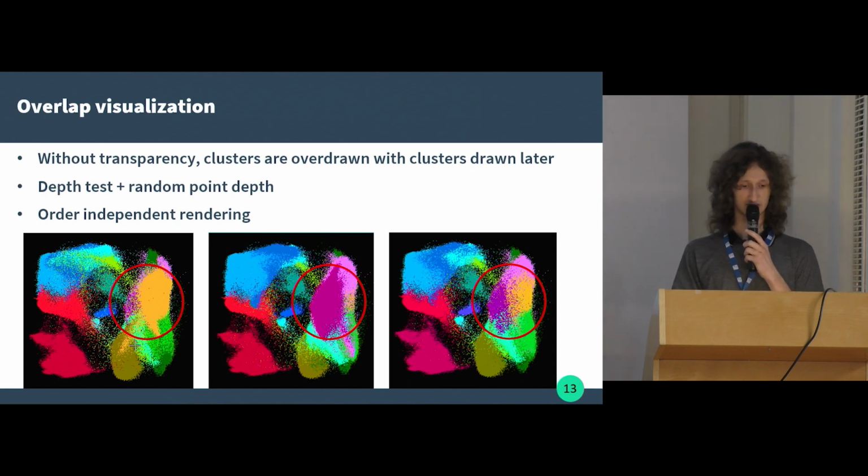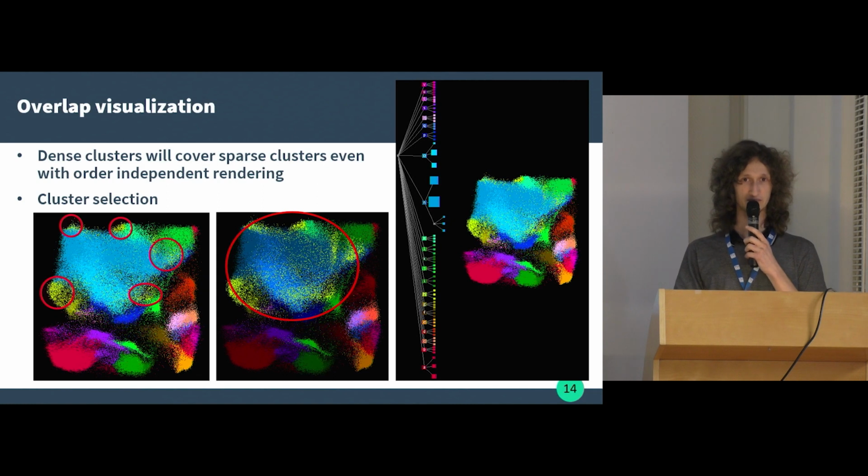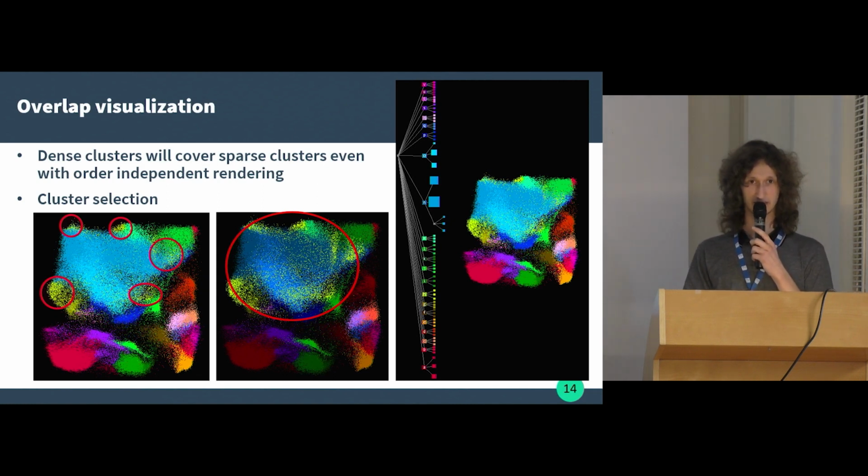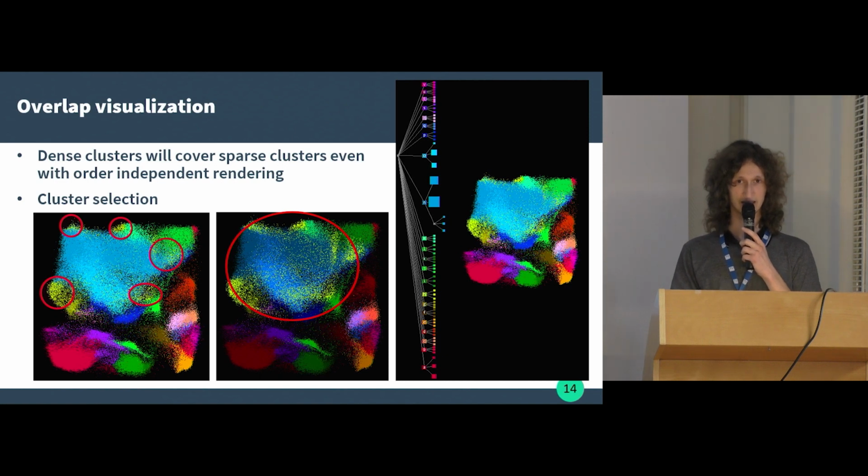In the last image, we are using random point depth. We can now see both of the clusters, the orange one and the purple one. The distribution of points now corresponds to the distribution of the densities of the clusters. But still, some clusters are very sparse and they will still be completely covered by dense clusters.